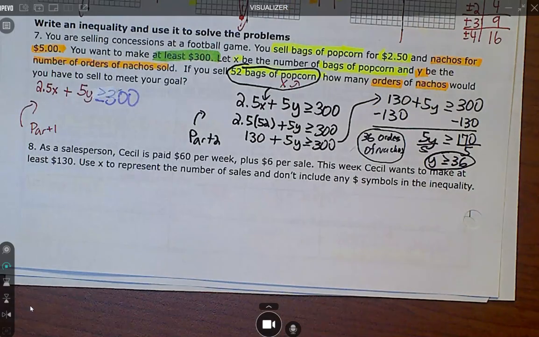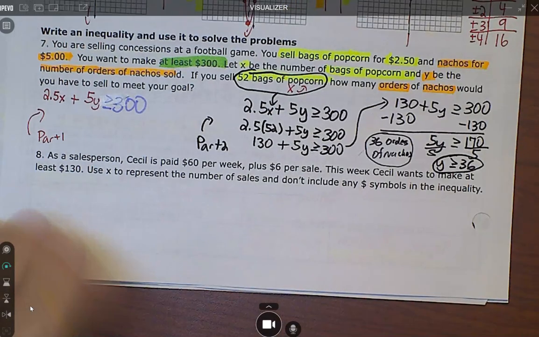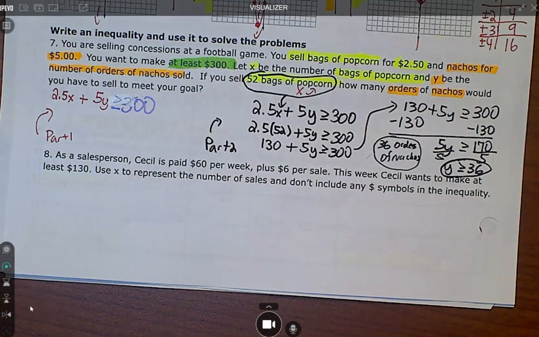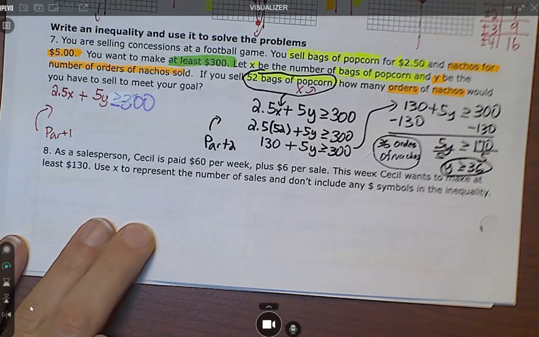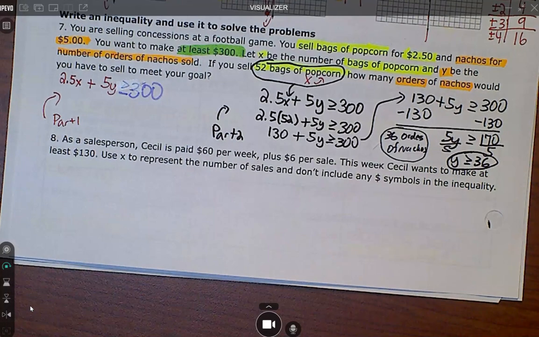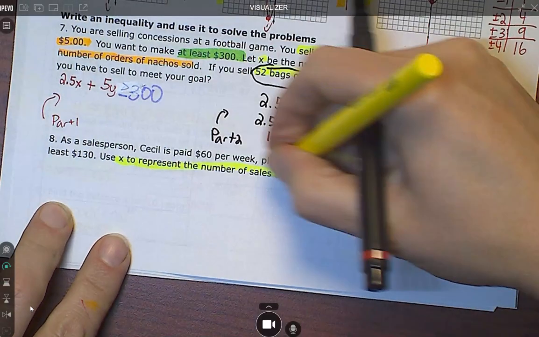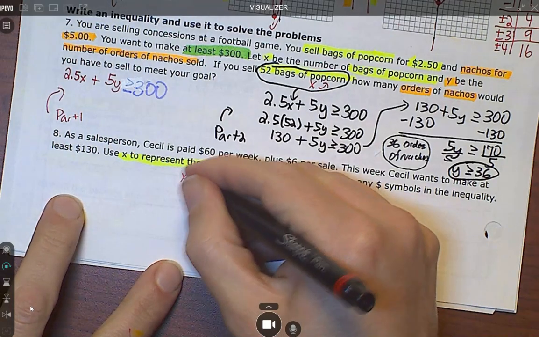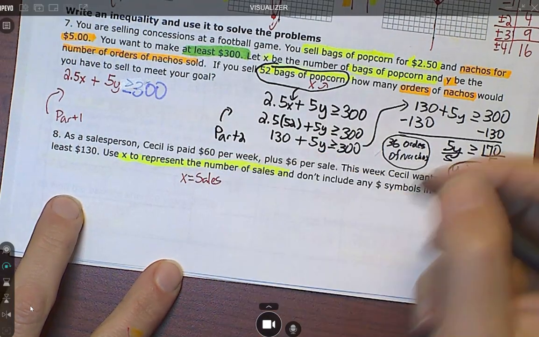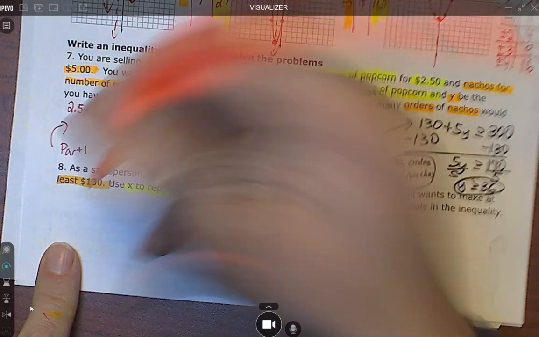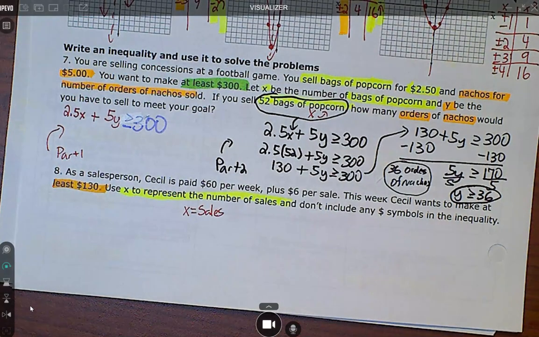As a salesperson, this is not true. This is not a good example, but I found it online. Cecil is paid $60 per week plus $6 per sale. The week Cecil wants to make at least 130. Let X represent the number of sales. So X is sales. Okay. He wants to make at least $130. So he wants to make 130 or more. So how many sales does he have to make?